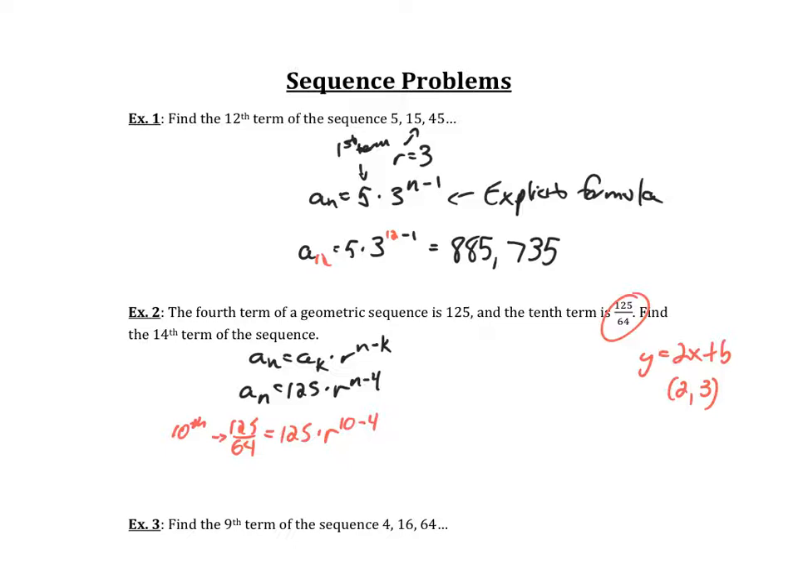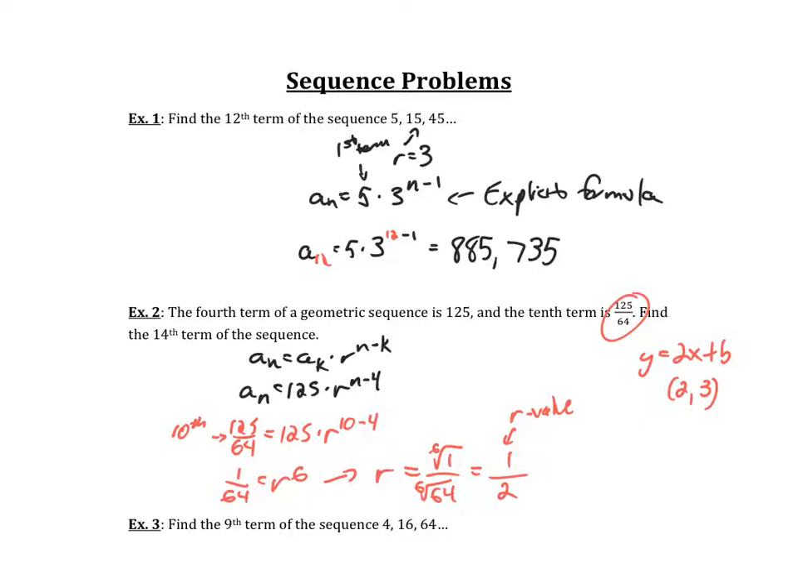If I divide both sides by 125, I'm left with 1/64 equals r to the 10 minus 4, which is 6. I then need to take the 6th root of both sides. So that means I'm just going to switch r to the left side. I get r equals the 6th root of 1 over the 6th root of 64. The 6th root of 1 is 1. For the 6th root of 64, you have to ask what multiplied by itself 6 times gives me 64. Turns out that number is 2. So that is our r value.